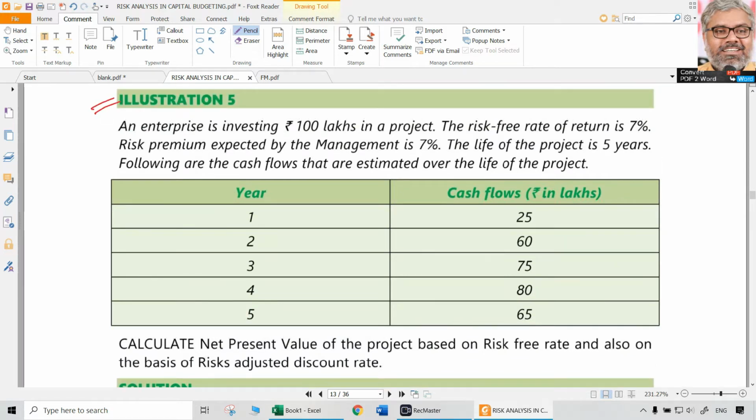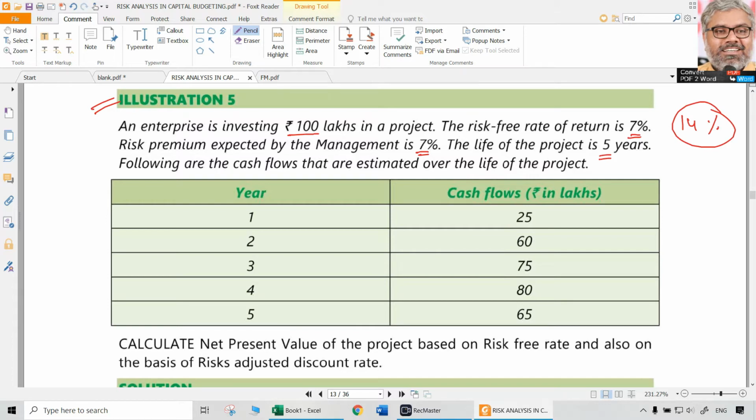Let us apply this in illustration 5. An enterprise is investing 100 lakh rupees in a project. Risk-free rate of return is 7%. Risk premium expected by the management is 7%. So simply, all that we need to do is discount these cash flows at 14%, 7% plus 7%. Life of the project is 5 years.